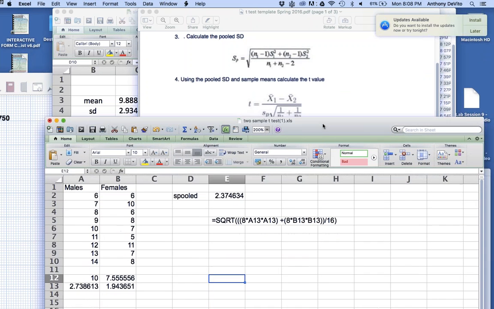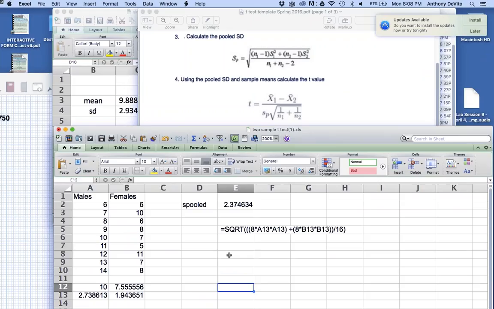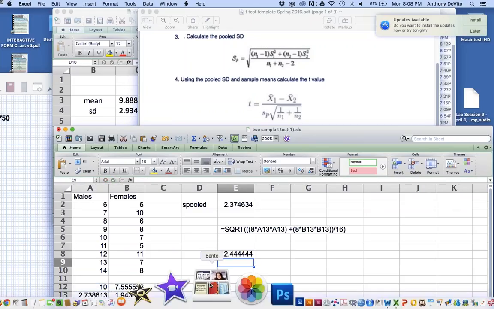Okay, so anyway, now we're going to calculate our t-score. To avoid a problem like that again, I'm going to resolve the top part of it first. The top part is going to be equal to the difference between the two means, which is 10 minus 7.5. Okay, that's equal to 2.4.